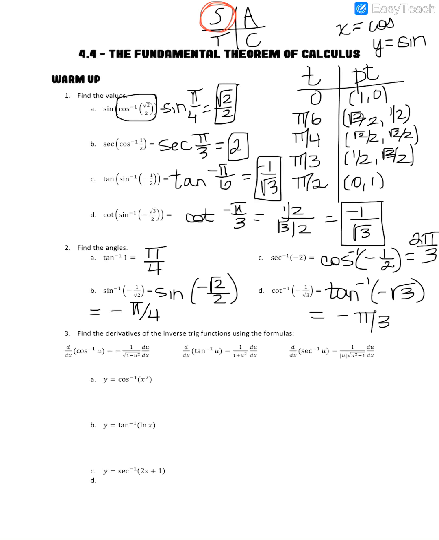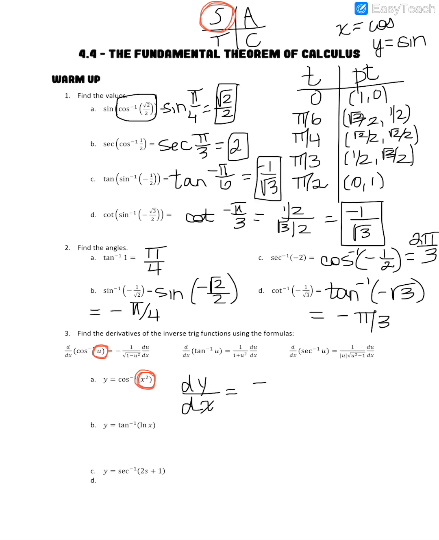All right, let's go down to number 3. Find the derivatives of the inverse trig functions using the formula. So I actually gave you the formulas. You don't have to look back or anything. So we're really just plugging in the values here. These are formulas. We're just going to plug in the values. So let's look at A. So it says inverse cosine of x squared. I'm noticing here that my u is x squared. So what that means is when I go to do my derivative, I'm going to be plugging in x squared wherever there's a u.